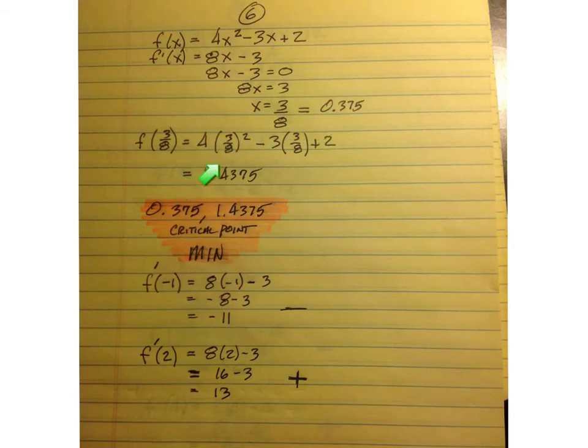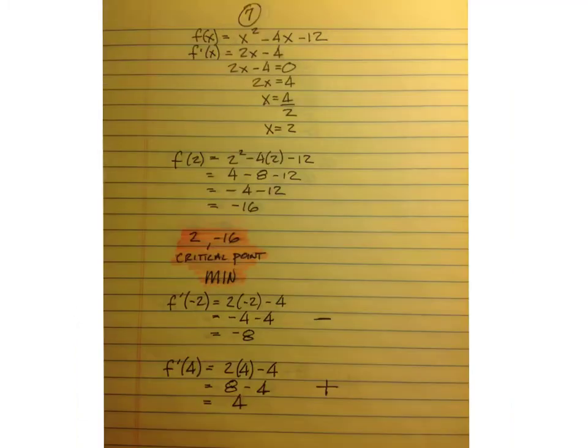Alright, for this one you come back with an x value of 0.375. Plug that back in to get 1.4375. And if you test on either side of that with a -1 and a 2, then you'll get back minus plus, and that is a minimum. On this one you'll get an x value of 2. When you set the derivative equal to 0, you get back a 2. And plugging that back into the beginning, you get a -16. On either side of 2, you could have a -2 or a 4, and that comes back to be minus plus, so that is a minimum.